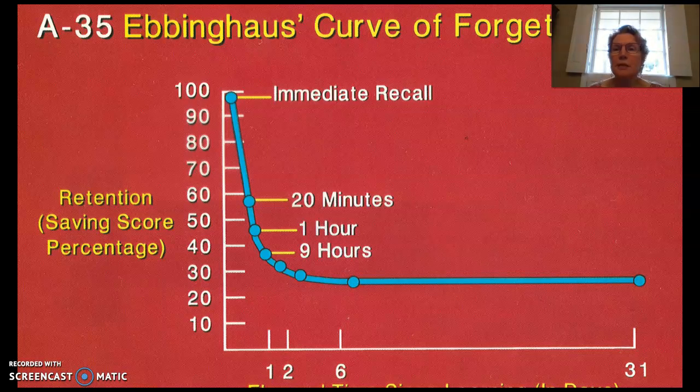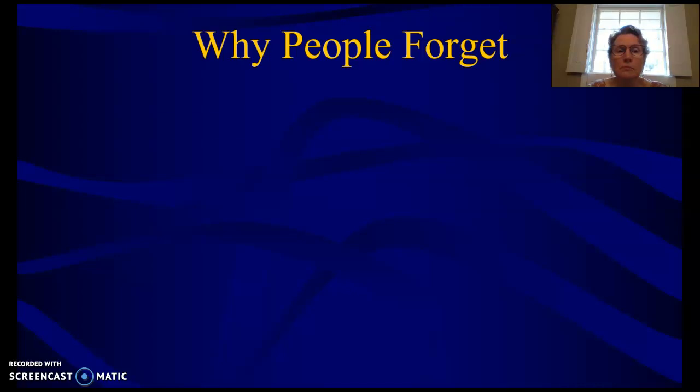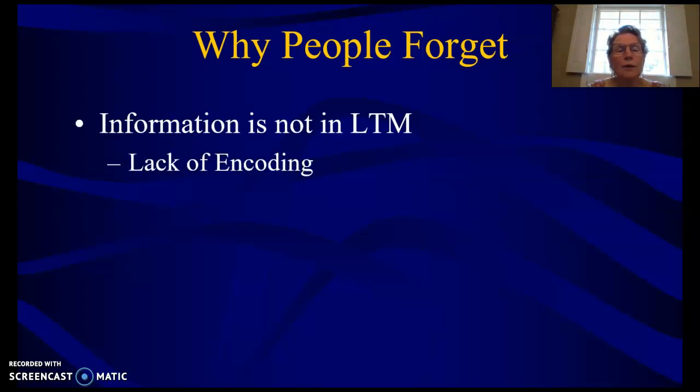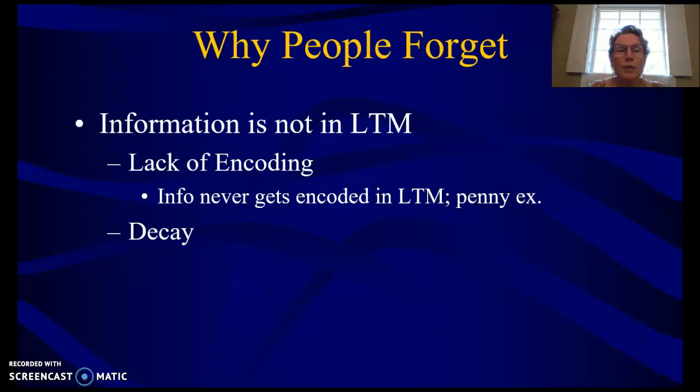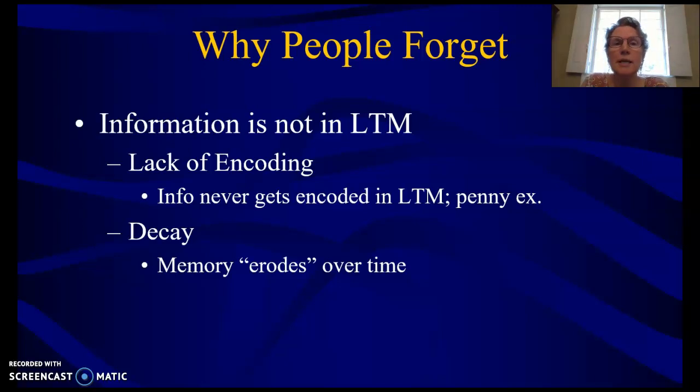And we see this all the time with material that people have to remember, that they lose that information quite quickly unless they do something to make that information more memorable. So why do people forget? Why do we think that people forget information? Basically, it's that the information never got into their long-term memory in the first place. So we would call that a lack of encoding.